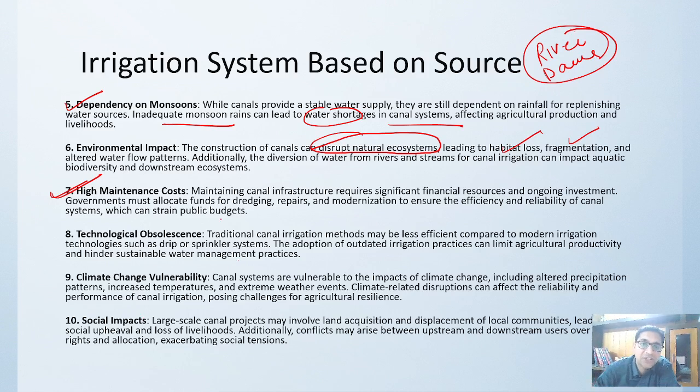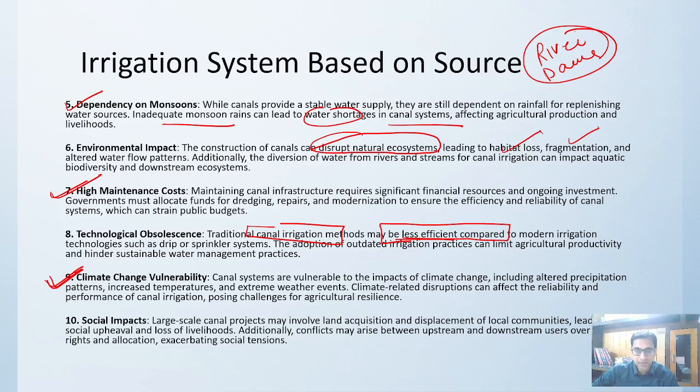And traditional canal systems are now less efficient. You cannot simply release the water and expect it to reach that place. Okay, so right now the canal systems are much less efficient as compared to the modern technologies that are coming. We will be discussing what the modern technologies are. Climate change vulnerability, because if there is high climate change, and if there is a change in the precipitation pattern, rainfall patterns, whatever it is, or if you have any kind of extreme weather events, you will not get a proper regular supply of water in the canals.